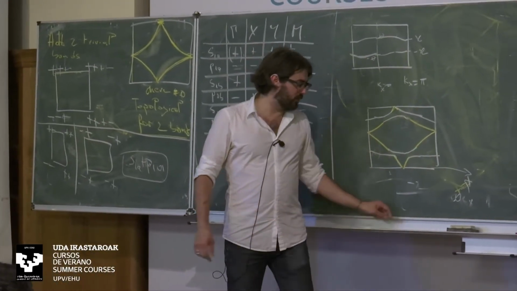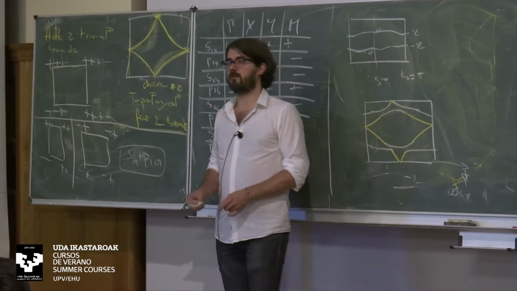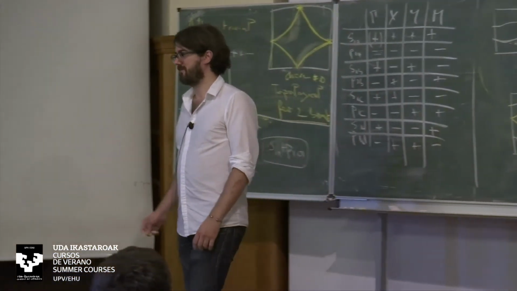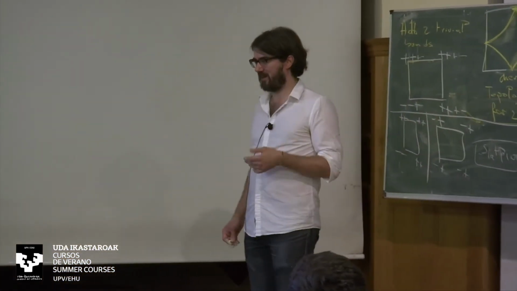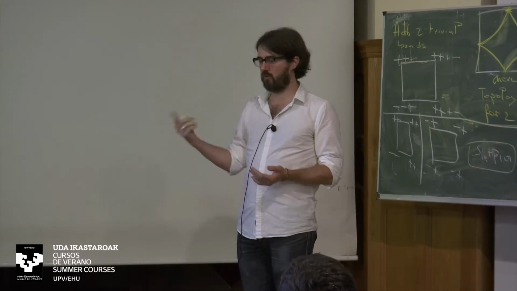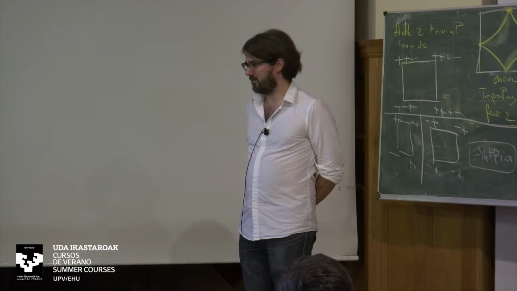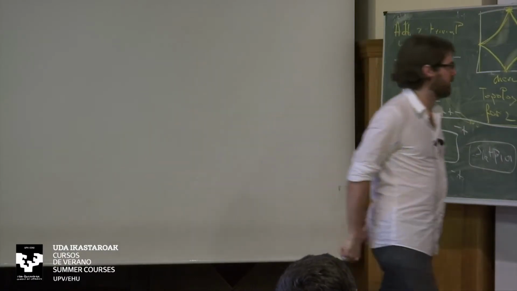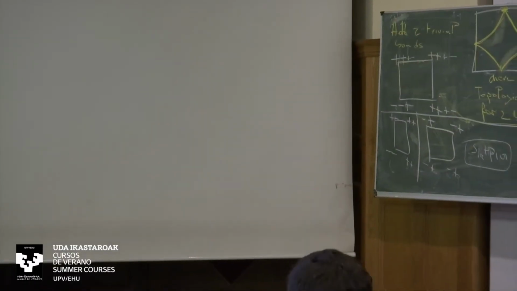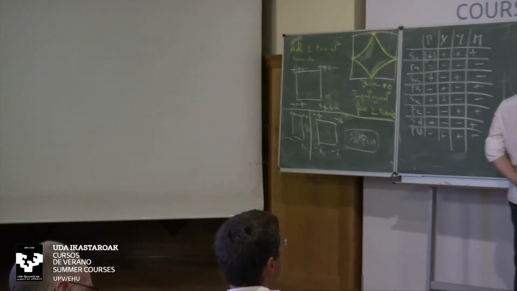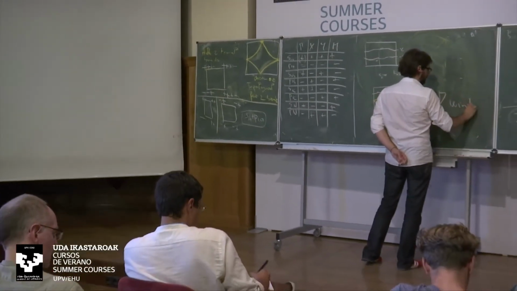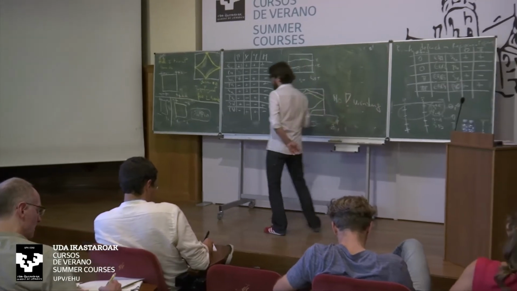So now what have I done to the Wilson loop winding? I've added two trivial bands, and I've transformed the Wilson loop winding that was winding to a Wilson loop winding that doesn't wind. Okay?